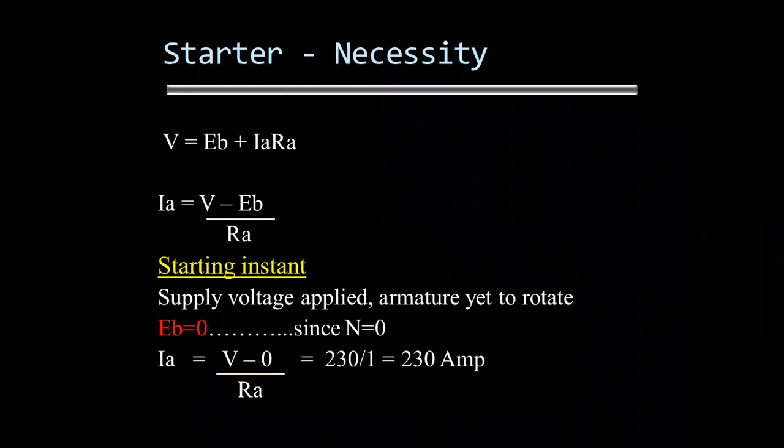As we know, the voltage distribution equation for a DC shunt motor is given by V, supply voltage, equal to EB, back EMF, plus IA RA, that is the armature resistance drop taking place in the armature winding. If we rearrange this equation for armature current IA, we get IA equal to V minus EB divided by RA.